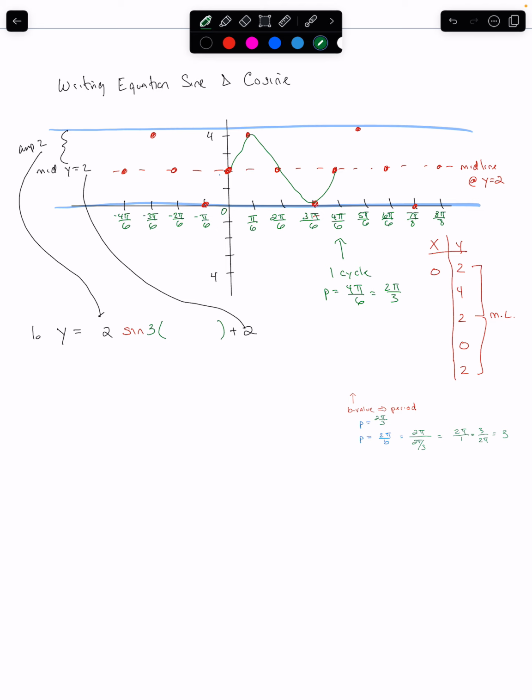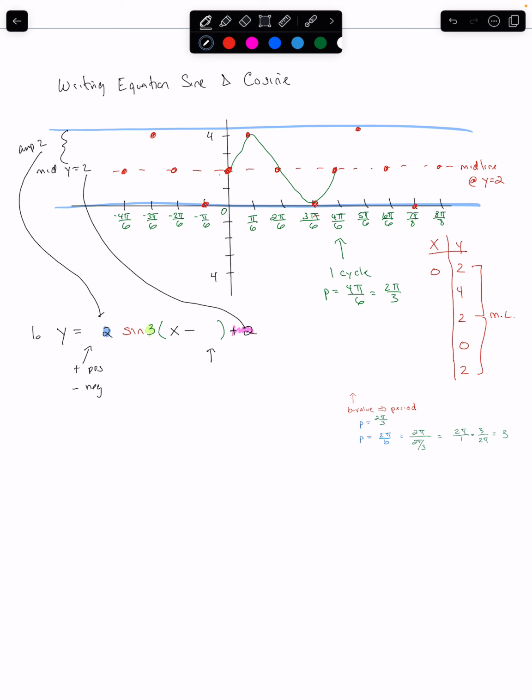So regardless of anything else, these 3 pieces of information, your amp, your midline, and your period, are not going to change. They're always going to stay the same. What could change is having a positive amplitude versus a negative amplitude. What else is not going to change? Right, so I'm going to put that in there.